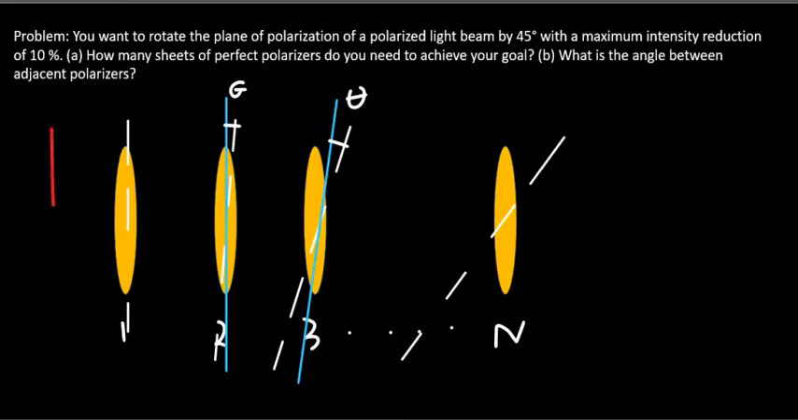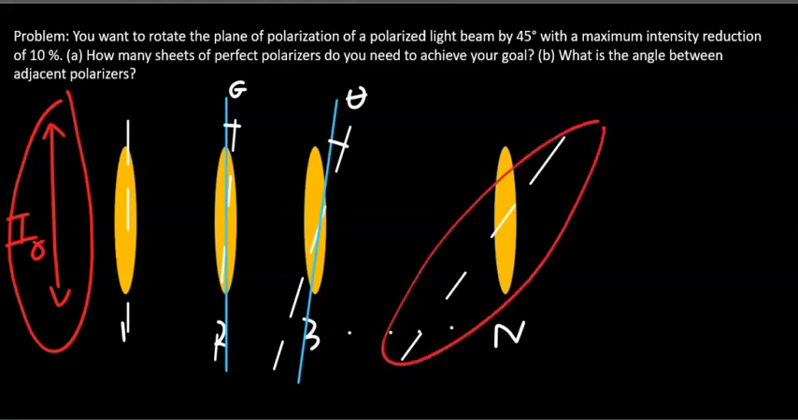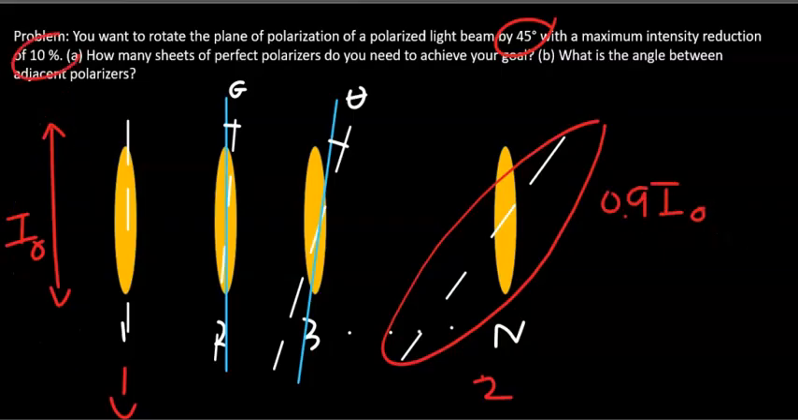So let's assume that you have an incident light polarized like that with intensity I0. You want to bend this direction of polarization to that direction of polarization, and the angle between the first and the second polarizer's polarizing axis is 45 degrees. And the intensity that comes out over here is 0.9 I0, so a reduction of 10%. You want to determine theta and capital N.